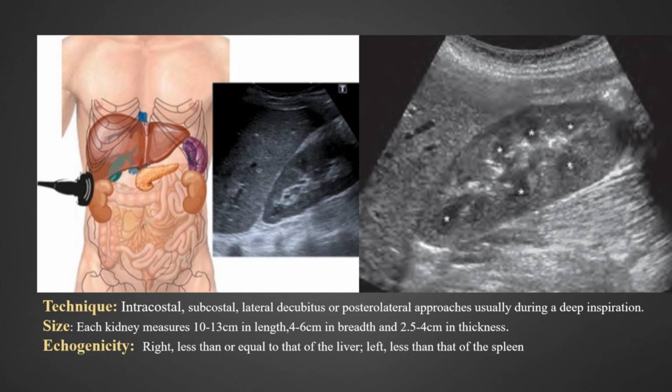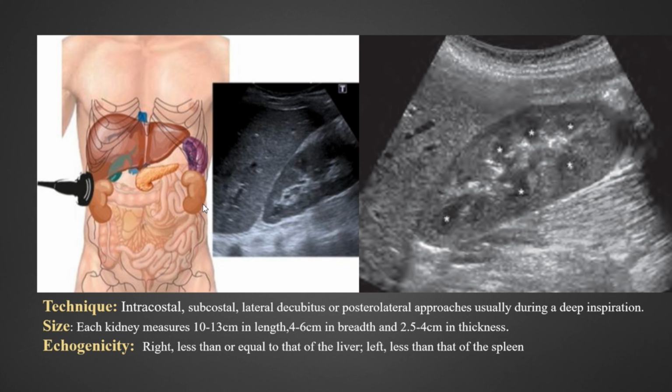Kidneys can be visualized in the ultrasound by the intercostal, subcostal, lateral decubitus or the posterior lateral approaches, usually during deep inspiration. As here we can see the kidney is visualized by the subcostal approach. It shows the liver and the upper pole of the kidney.